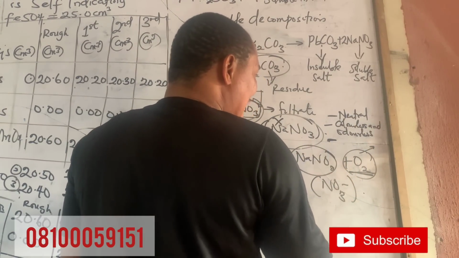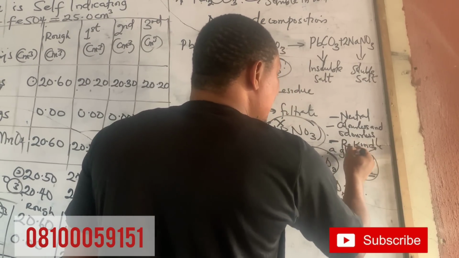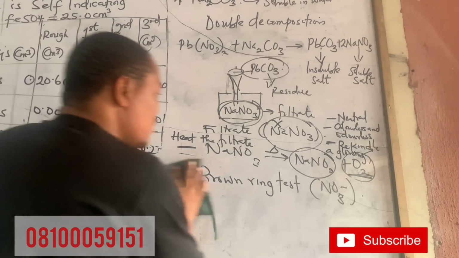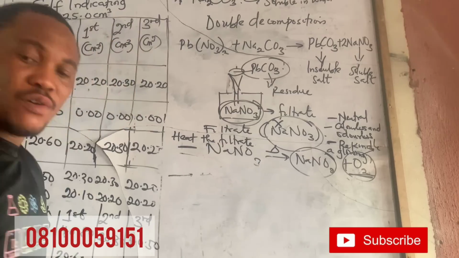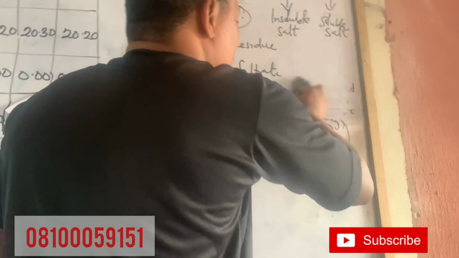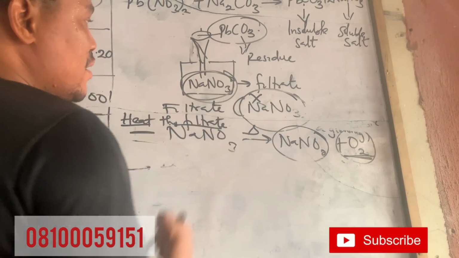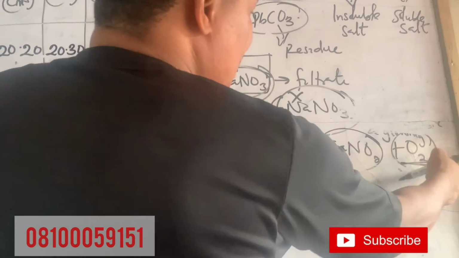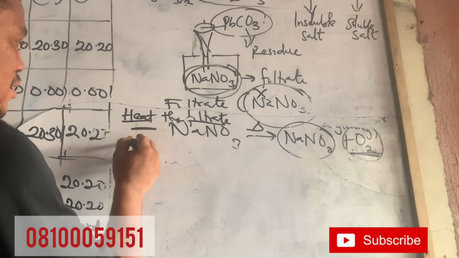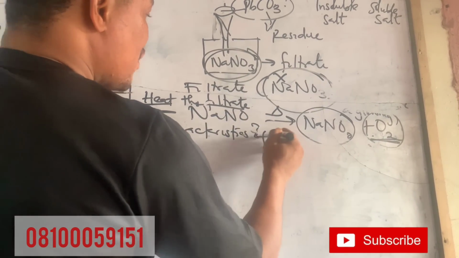Then another thing is that it will rekindle a glowing splint. Let me write it here so that you guys will see it well. So let me first of all remove this. For oxygen, please help me bring the camera closer. So for oxygen, note that if they ask us to heat the filtrate, this is the filtrate, sodium nitrate, this will be formed. So, characteristics of oxygen gas.